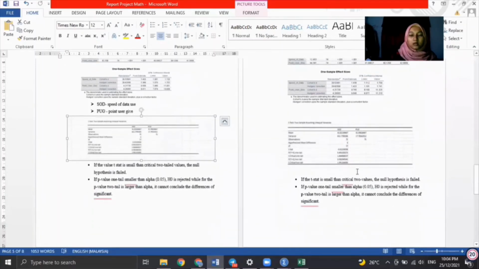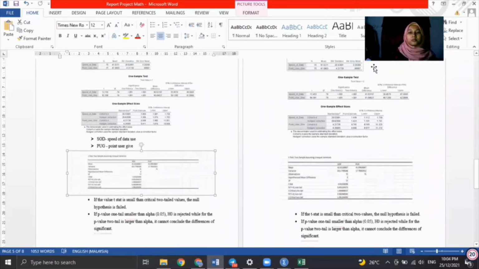So if the t stat is smaller than the critical value, the null hypothesis also fails to be rejected. And if the p value one-tail is smaller than alpha 0.05, the null hypothesis is rejected, while for the p value two-tail, which is larger than alpha, we cannot conclude a significant difference. And that's all for me.